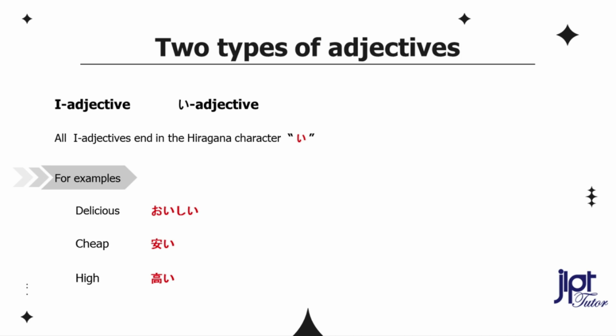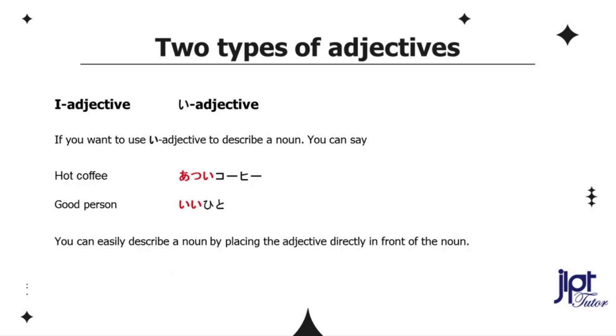All i adjectives end in the hiragana character い. For example, delicious, おいしい、 cheap, 安い、 high, 高い。 If you want to use i adjectives to describe a noun, you can say hot coffee, 熱いコーヒー、 good person, いい人。 You can easily describe a noun by placing the adjective directly in front of the noun.